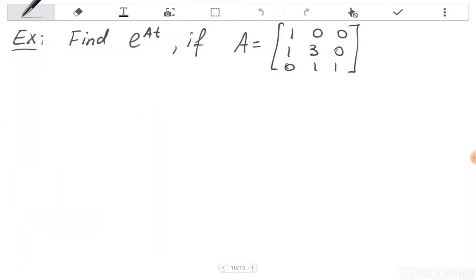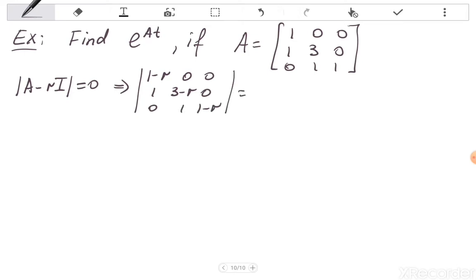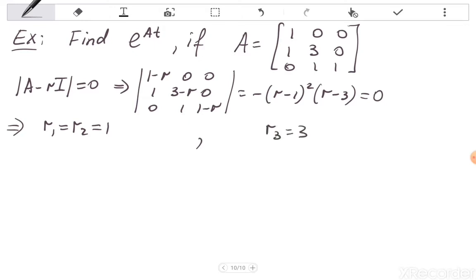Let's say we want to find e to the At for this particular matrix A. The first step is to find the eigenvalues. So we solve this equation. Let me write the precise expression for this determinant. This is minus r minus 1 squared times r minus 3. This must be equal to 0. We have that r is 1 is an eigenvalue of multiplicity 2, and r is 3 is an eigenvalue of multiplicity 1.